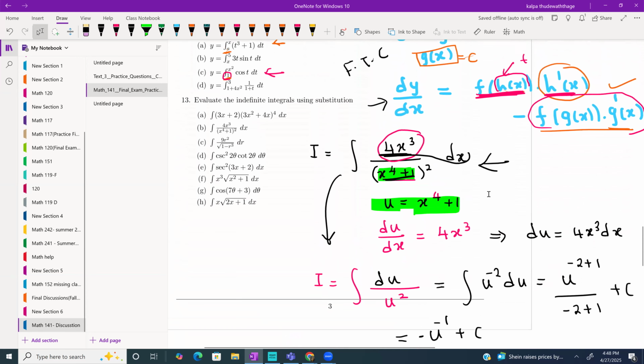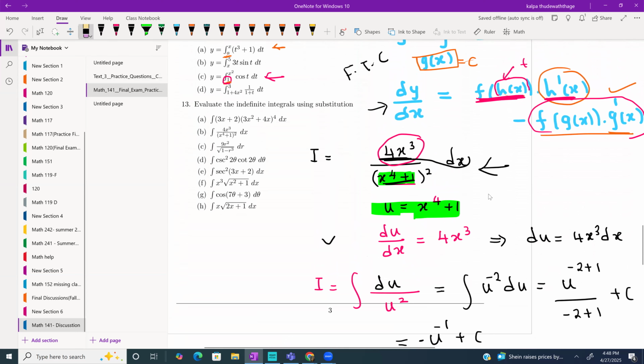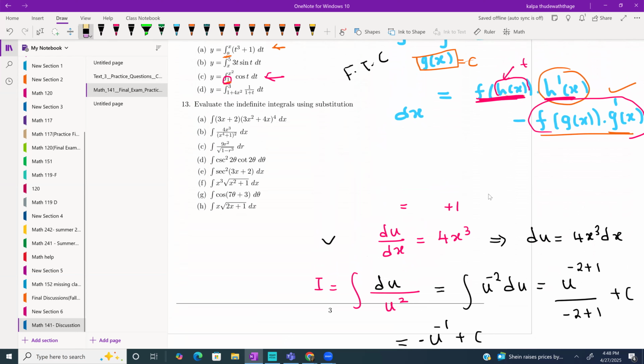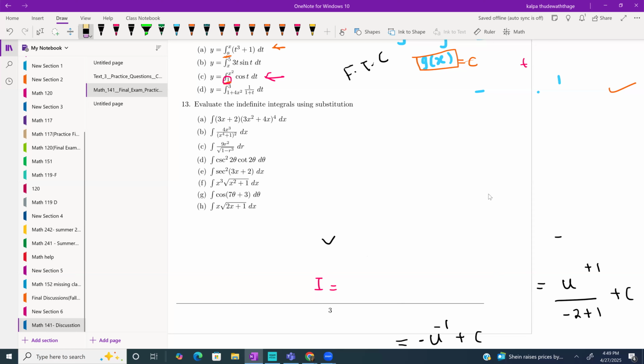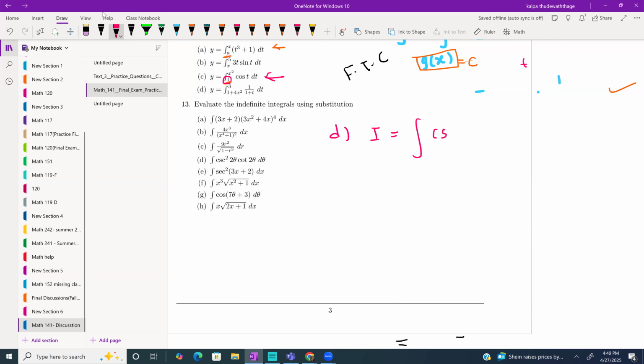I'm going to go to D. So I'm going to erase this on the top so that I can just copy that. All right. So cosecant squared 2 theta, cotangent 2 theta d theta. I know something about the cotangent and cosecant. The derivative of cotangent is negative cosecant squared, remember? So because of that, I can choose.